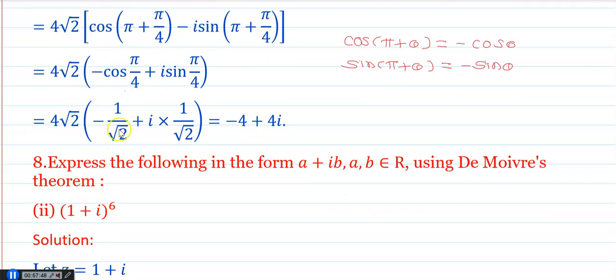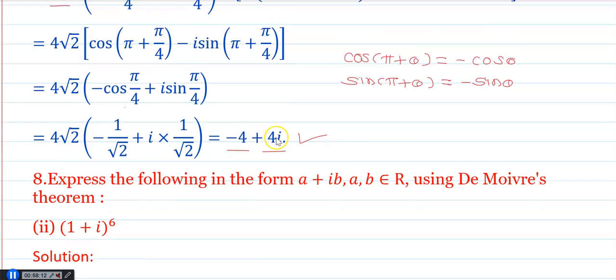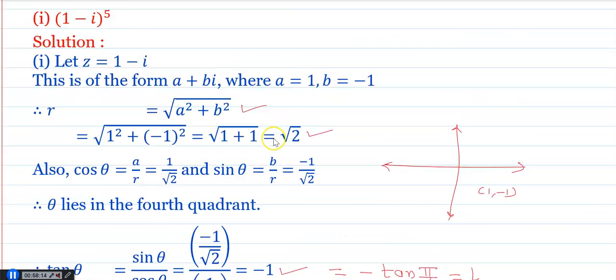is 1 by root 2, that is minus 1 by root 2 here. I times sine of pi by 4, again the value of sine of pi by 4 is 1 by root 2. Next, 4 root 2 multiplied by this minus 1 by root 2, this root 2 will get cancelled, you will get here minus 4 root 2 into 1 by root 2, again root 2 gets cancelled, you will get 4i, and hence it is minus 4 plus 4i.